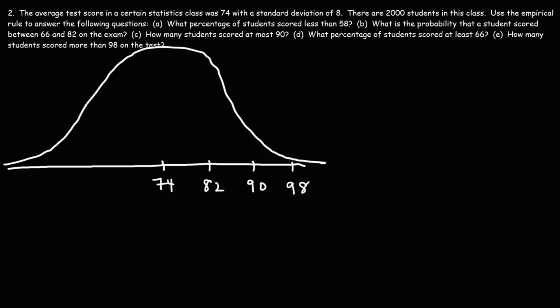Now we're going to do the same for the other side. 74 minus 8 will give us 66. 66 minus 8, that's going to give us 58. And then subtract that by 8 again, you should get 50.